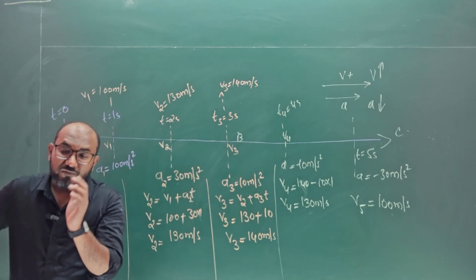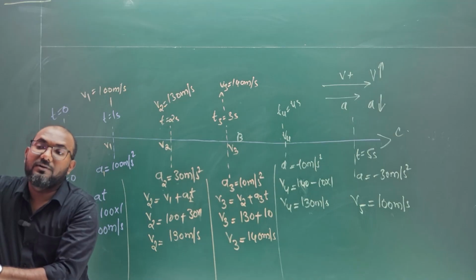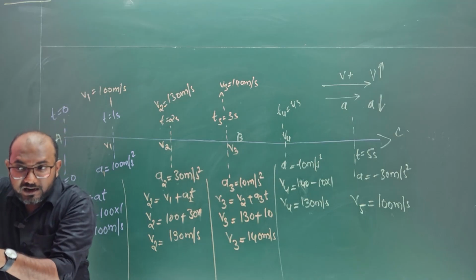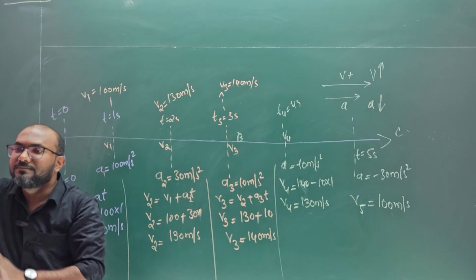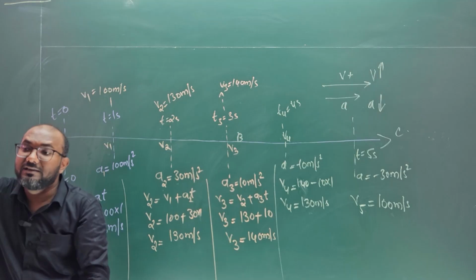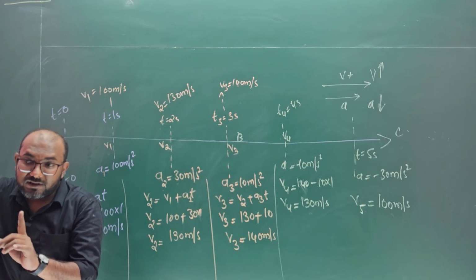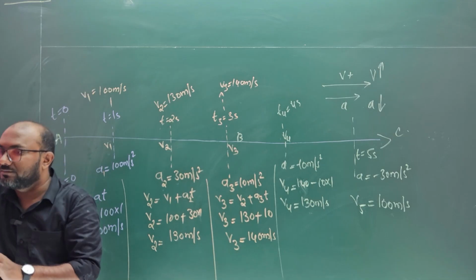So, what we need to find: if acceleration is opposite to the direction of velocity, then and only then we call it retardation. Retardation is nothing but a decrease in velocity, not negative acceleration. That's the reason I told you earlier. Got my point? So, negative acceleration doesn't mean that it is retardation. Decrease in velocity is retardation.